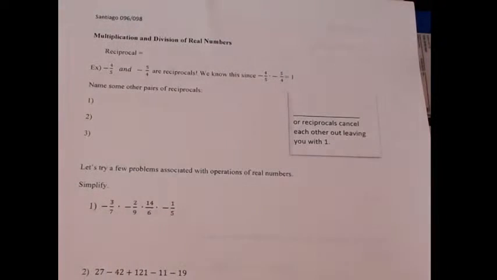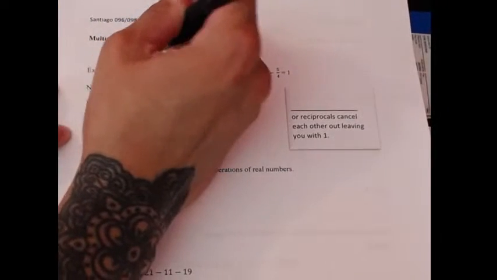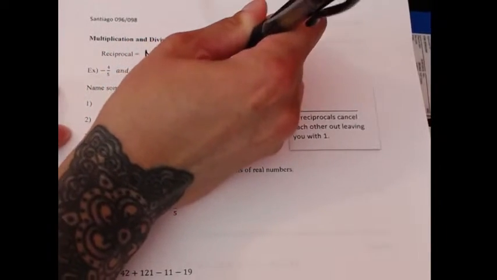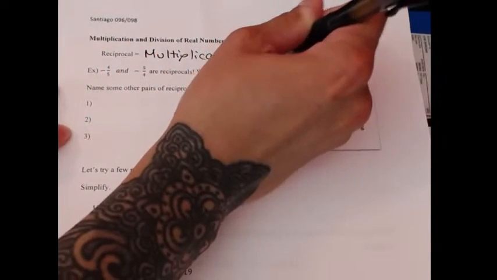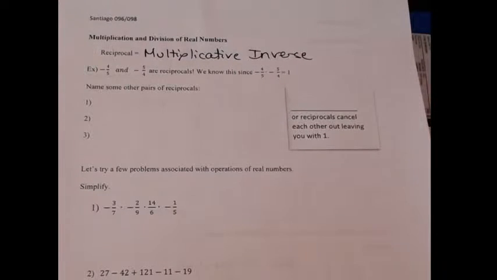Multiplication and division of real numbers. So we have something called the reciprocal. Now, there's a synonym to this, another phrase that means the same thing as reciprocal, and that is multiplicative inverse. Okay? You should say that. I wish I could hear you all say that. Can you all say that? Multiplicative inverse.